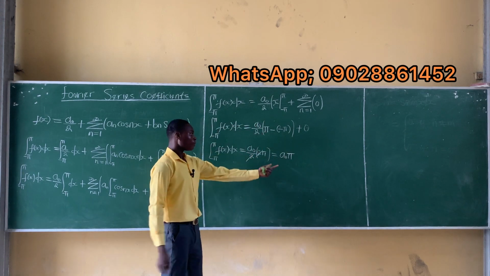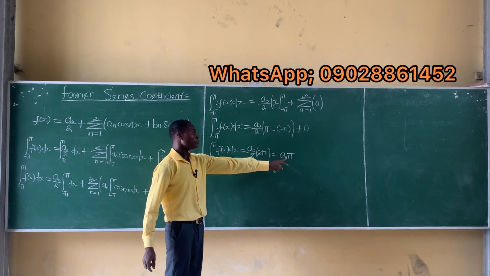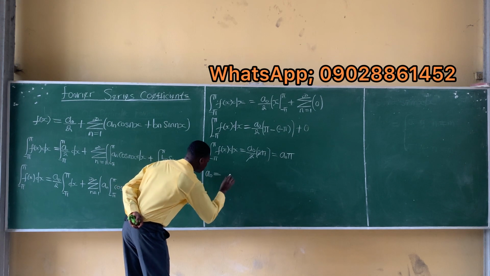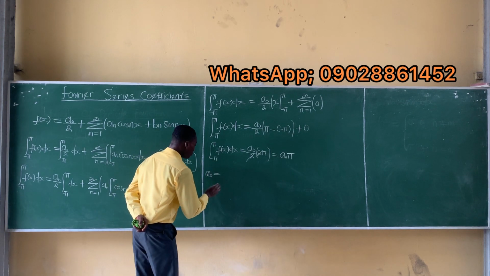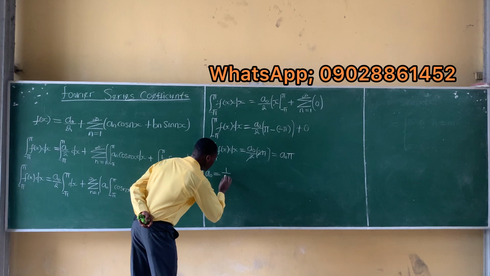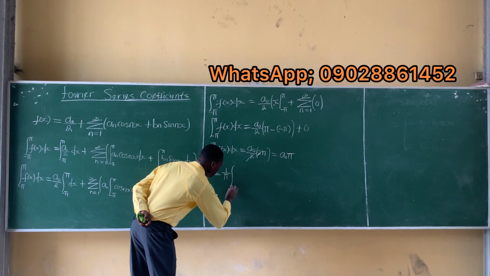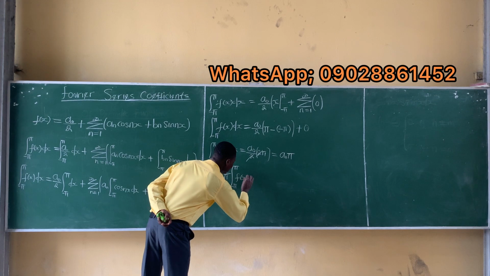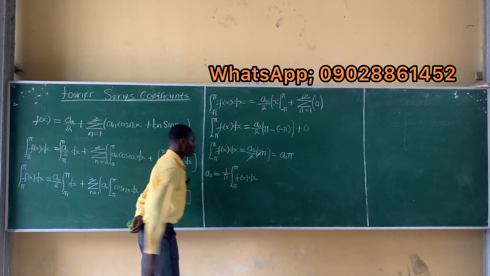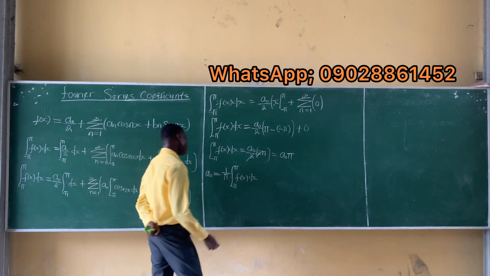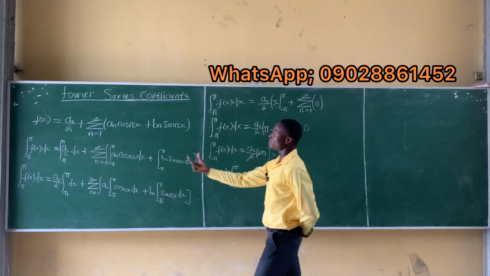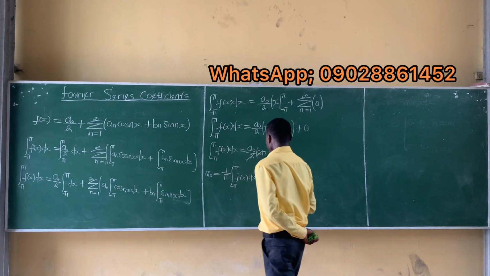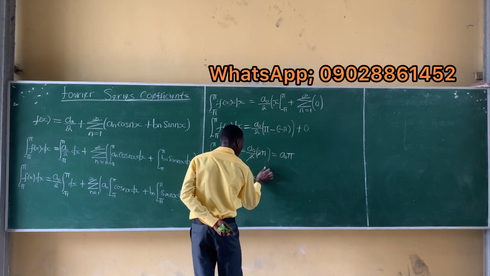But what are we looking for? Don't forget, we are looking for a naught, so we have to divide both sides by pi. So this implies that a naught is equal to 1 over pi, the integral from minus pi to pi of f of x dx. So we have successfully found the first constant, a naught. So let's find the second and third ones.